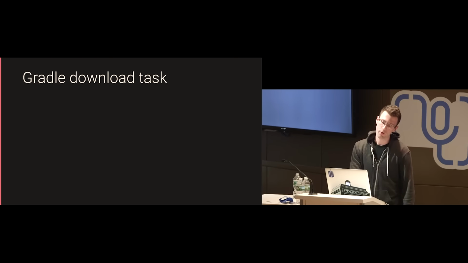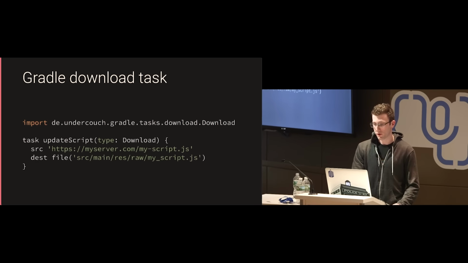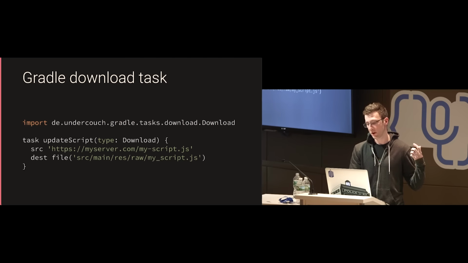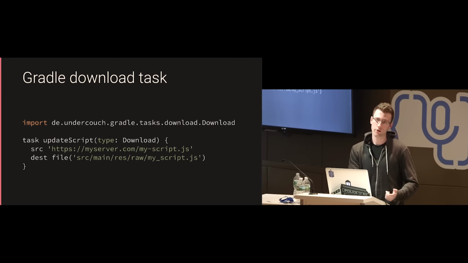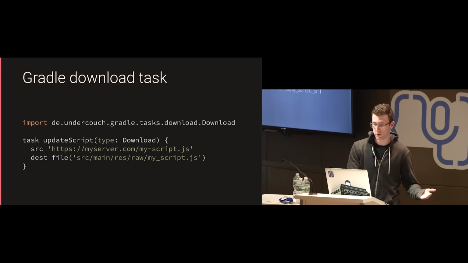So I said that we ship JavaScript in our APK. We have a very simple download task, a Gradle task, that grabs the JavaScript from the server, saves it into our repo, and we actually check this in. This isn't something that's done at build time because we want stable builds. If we go and we check out an old build, we want the JavaScript that was shipped at that build.